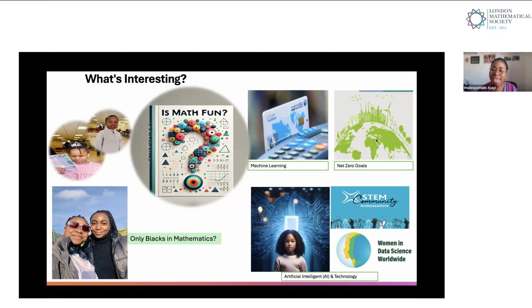So, and the image of my AI version of childhood is a project I'm currently working on where I'm trying to get children from age 11 to 15 years old AI ready. And I also volunteer as a STEM ambassador and as a woman in data science worldwide.